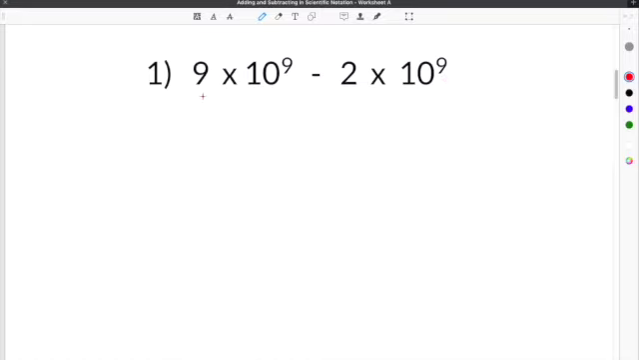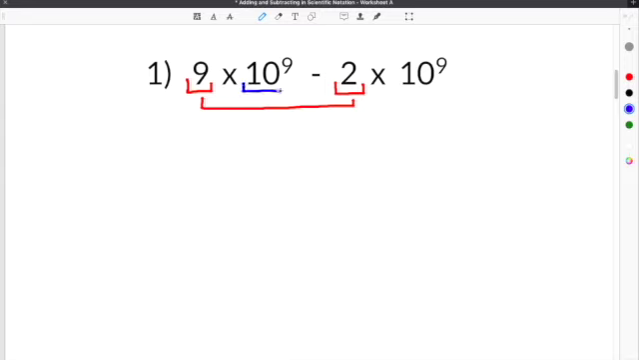When adding or subtracting in scientific notation, you are going to take the coefficients of each number that is being added or subtracted, and you are going to either add or subtract those two together. So in this case we have a 9 and a 2. So these will be what we eventually will add or subtract together.